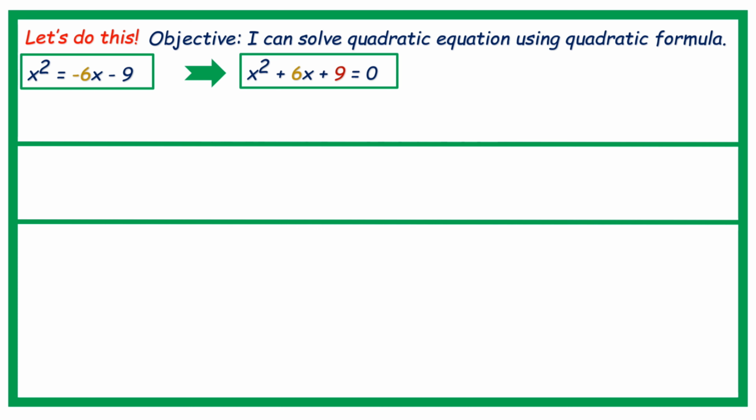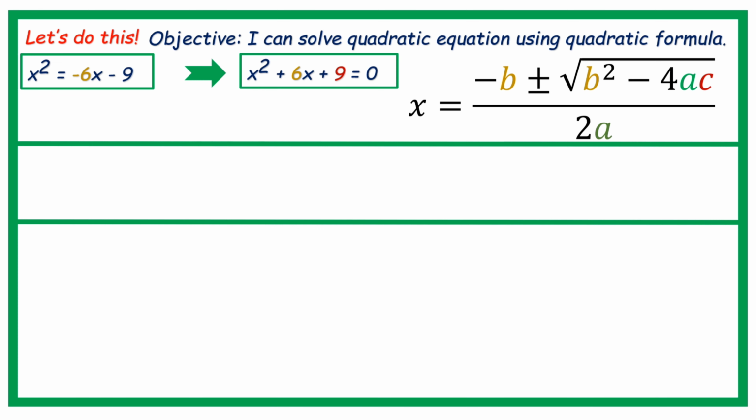And the same process that we did a while ago, we are going to use that. So let's bring down the quadratic formula. Our quadratic formula, again, will not change. It is x equals negative b plus or minus the square root of b squared minus 4ac, over 2a. It will never change. So what's the next step after that?